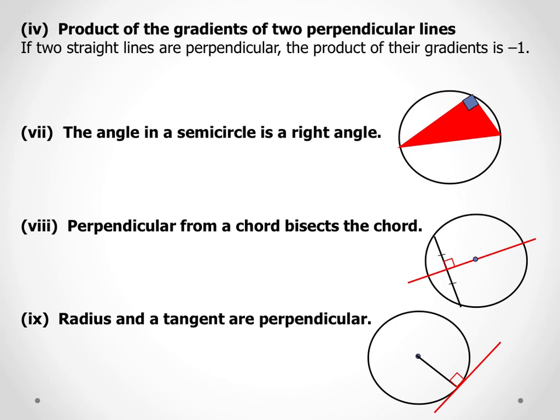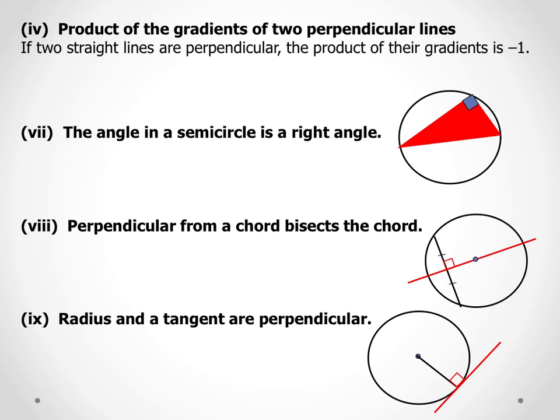Don't forget the angle in a semicircle is a right angle. So again, if you know the diameter of any circle and you know the center and the radius, with this radius you can work out the length of the diameter, and this will be a right angled triangle. So any problems involving a diameter could well have a right angled triangle involved.